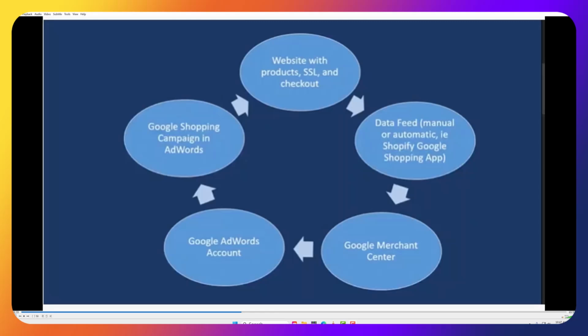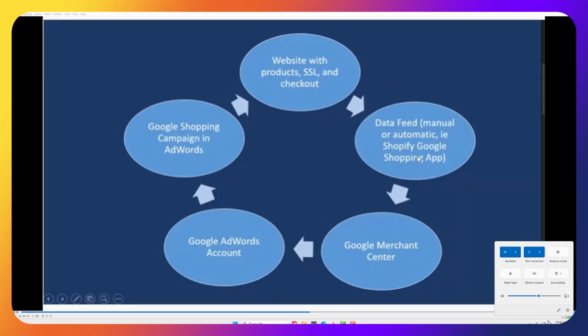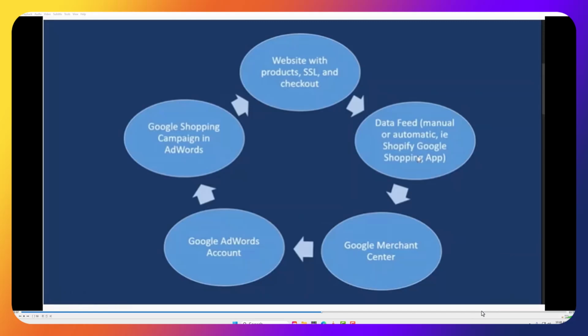So there are sort of 5 buckets of things to consider. Of course, you'll have your Shopify site with SSL, which comes by default. You'll have your checkout, everything's sort of set up there through Shopify. Well, then you have to get your product data into a data feed. Now that data feed can be created manually. It can be created through any number of tools. In this case, we're going to be using the Google shopping app from Shopify. But the data feed is the next thing to consider. That's sort of the next bucket.